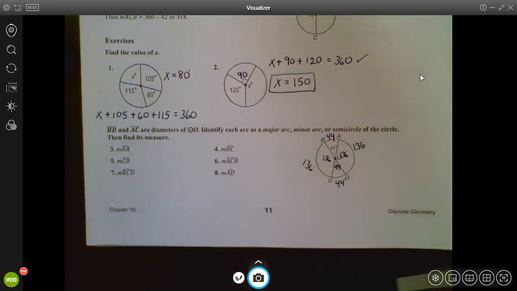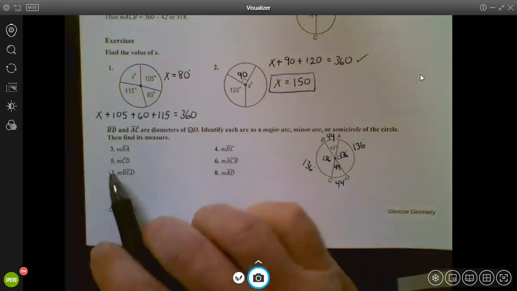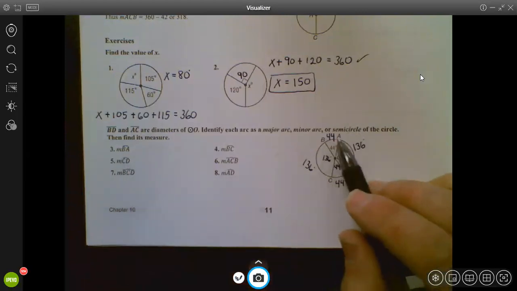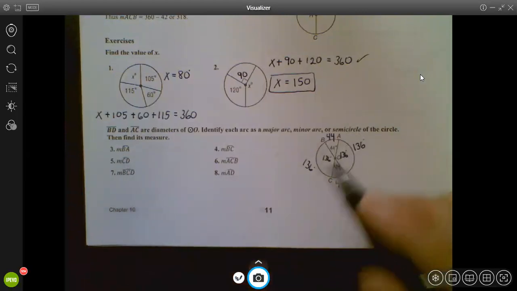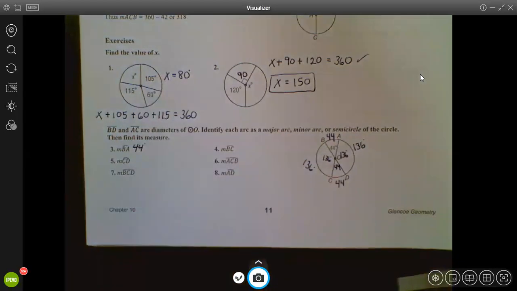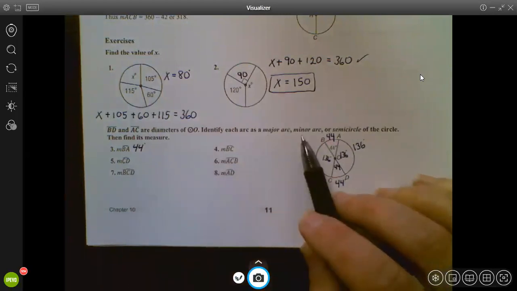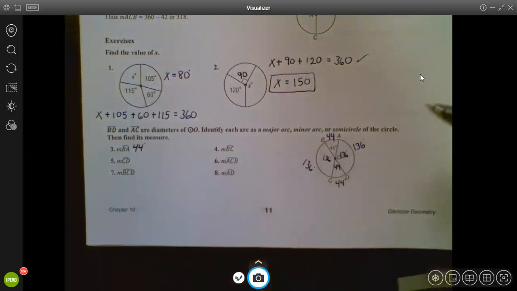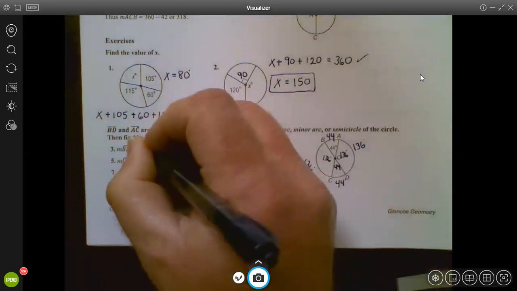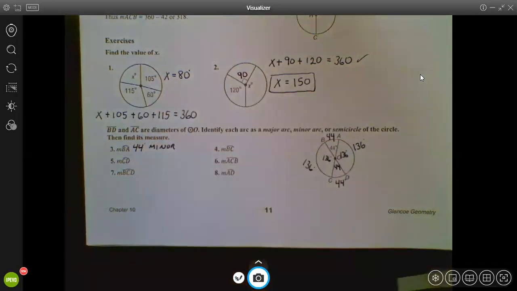So now that we have all that circle filled out, this is going to be super easy. If we look at the measure of arc BA, so here is BA, we've already identified that it's 44 degrees. One of the other things they've asked us to identify is whether it's a major arc, a minor arc, or a semicircle. Well, remember, if it's less than 180, it's a minor arc. So this would be a minor arc because it's less than 180.